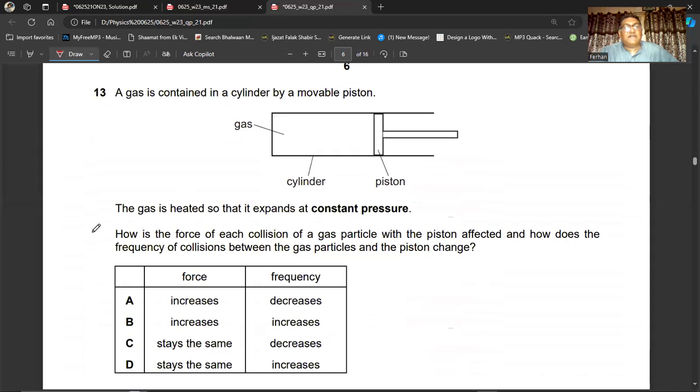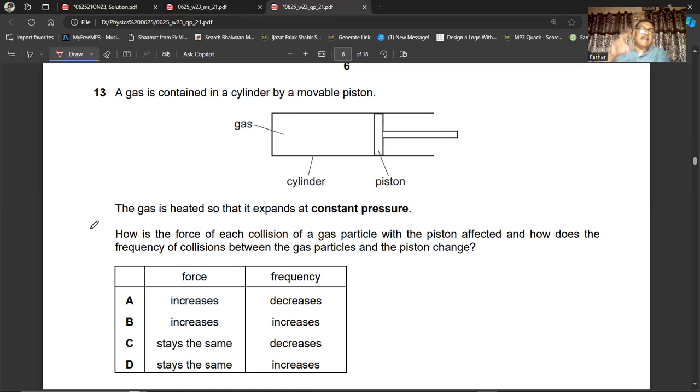Okay, here we have question number 13. A gas is contained in a cylinder by a movable piston. The gas is heated so that it expands at constant pressure. How is the force of each collision of gas particles with the piston affected, and how does the frequency of collision between the gas particles and the piston change? So because the pressure is constant, the volume is changing here. So when you increase the temperature, what will happen? The kinetic energy of the particles will increase. So now they are going to hit the gas container with a larger force, obviously.